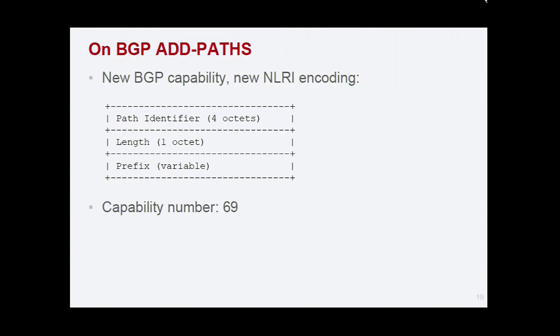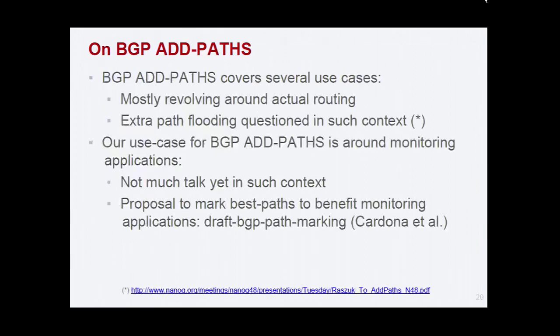The NLRI encoding is changed, and you can see that there is at the beginning a path identifier of four octets. So that is a virtualization layer, not much different from what happens for a route distinguisher for VPNs. BGP add-paths is not a novel topic, and it was already spoken about here at NANOG, and there is a presentation on whether extra flooding of information is good or bad.